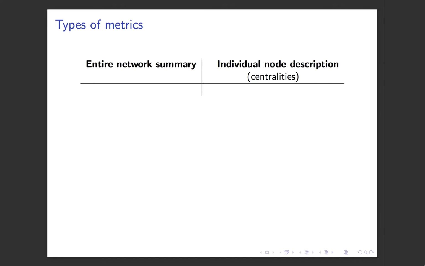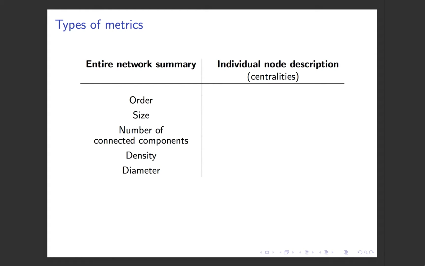Let's get started. First, remember there are two different types of metrics. The first type is an attempt to summarize something about the entire network. Metrics like order, size, density, diameter, all of these things try to describe the network as a whole. In addition to this, we also consider centralities, which are metrics that describe individual nodes inside your network and how they relate to the other nodes.